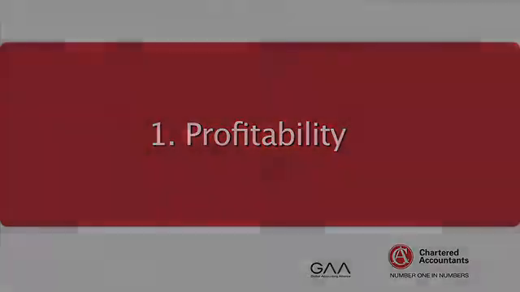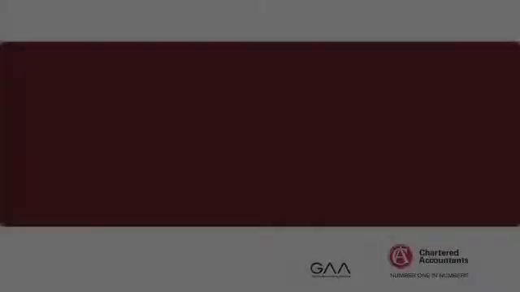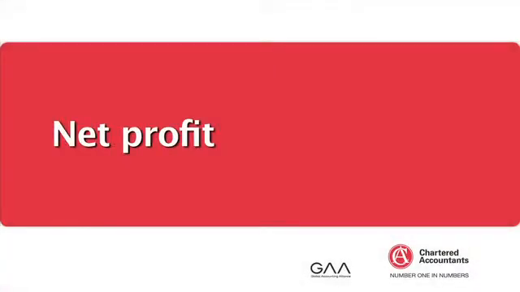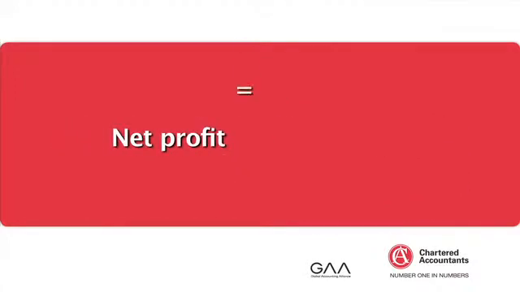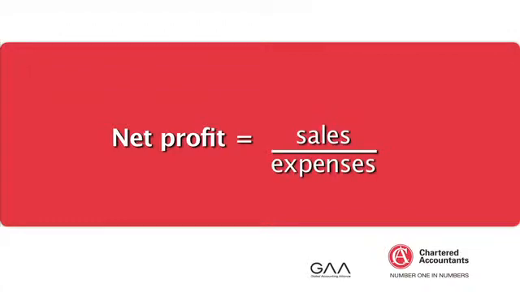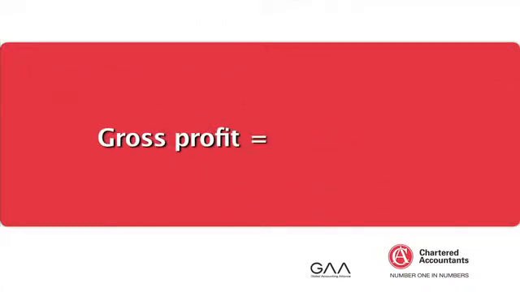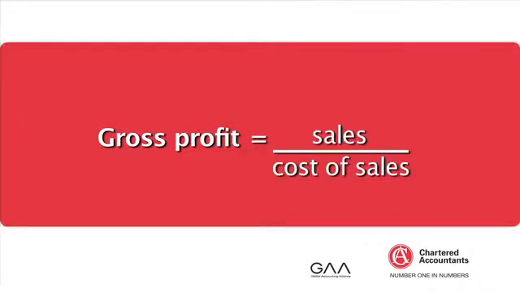Profitability ratios show how well a company converts sales into profits. The higher the ratio, the better the business. 2 common profitability ratios are net profit and gross profit. Net profit equals sales divided by expenses. Gross profit equals sales divided by the cost of those sales.